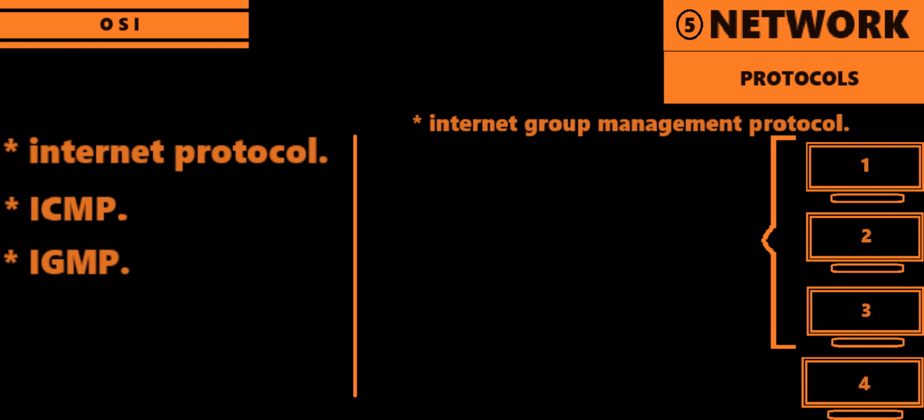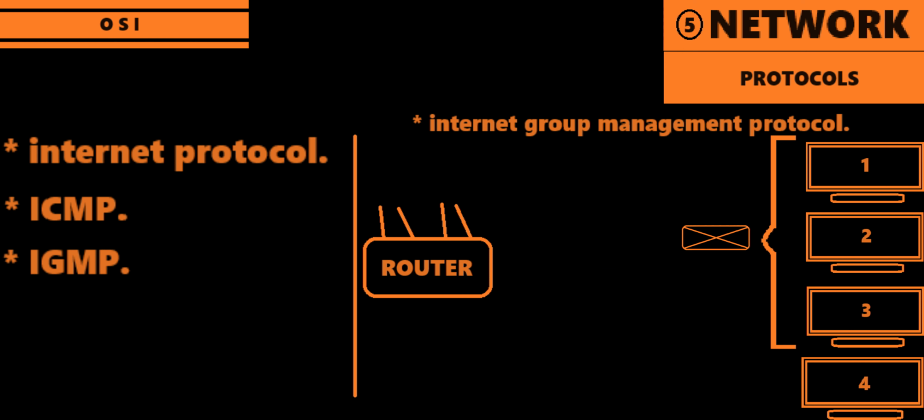Its job is to tell the router which nodes showed interest in that certain message. The router will deliver that message to them simultaneously as a group, and also just to that interested group, not to the entire network.